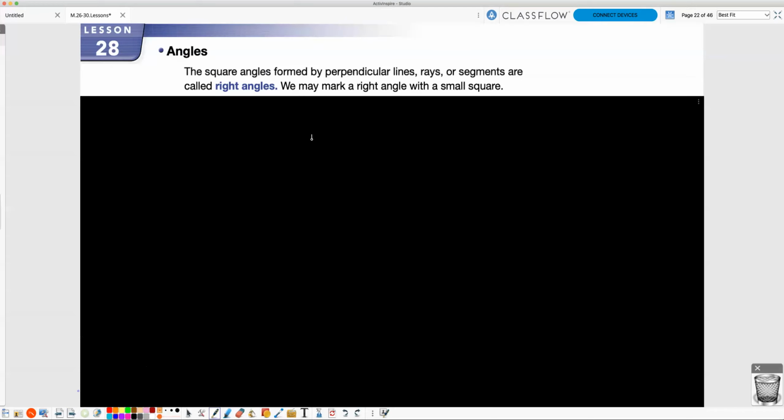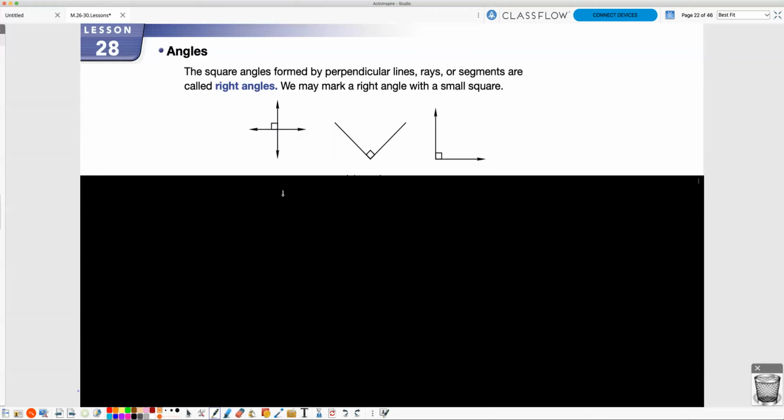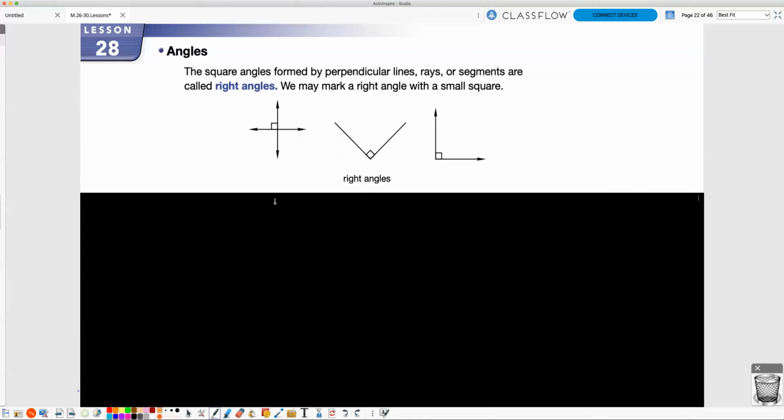The square angles formed by perpendicular lines, rays, or segments are called right angles. We may mark a right angle with a small square, such as these. These are all considered right angles. So anytime you see something like this in the corner, near the vertex, that means it's a right angle. It's just signifying a right angle.